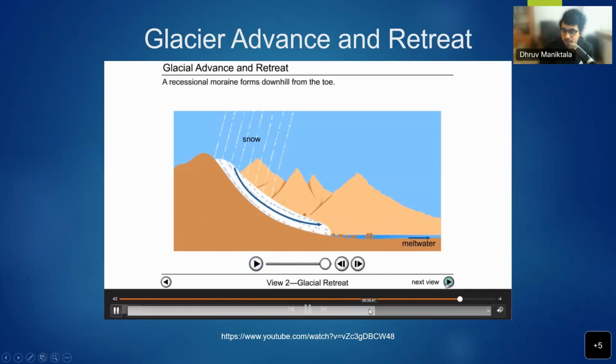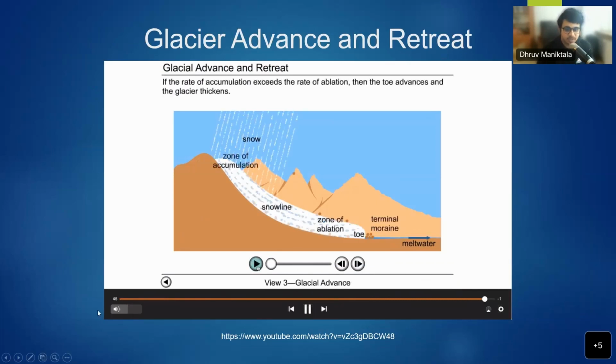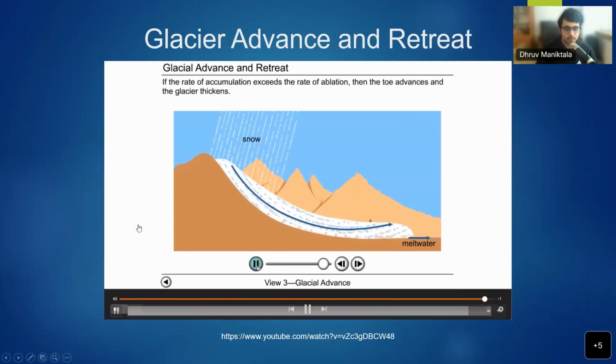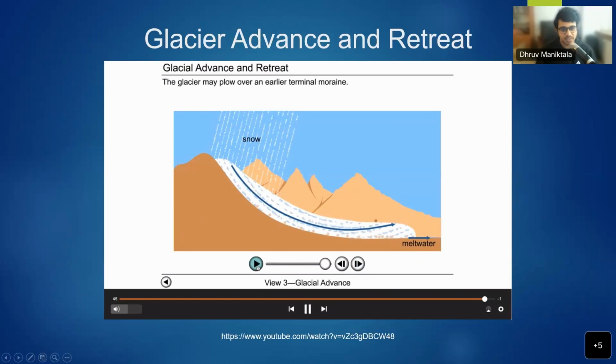And then we have the third scenario, which is glacier advance. Here, the rate of accumulation exceeds the rate of ablation, and the toe advances and the glacier starts to become thick or advance. So these are the three basic scenarios of how a glacier moves or stays stationary. When we talk about a glacier retreating, melting or becoming smaller, snowfall is one of the most important criteria in glacier advance or retreat. The melting is continuously happening, but snowfall plays a major role.